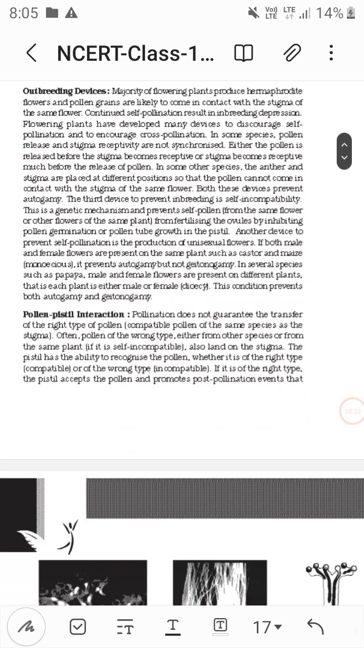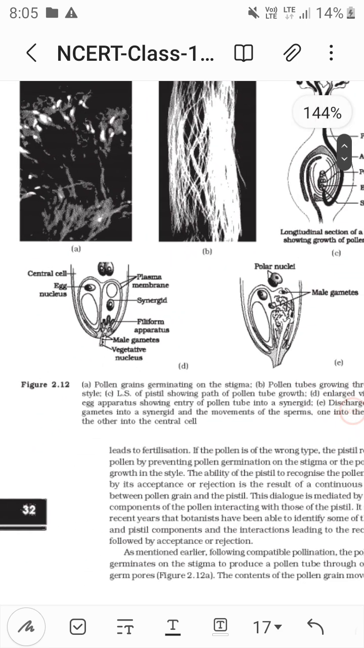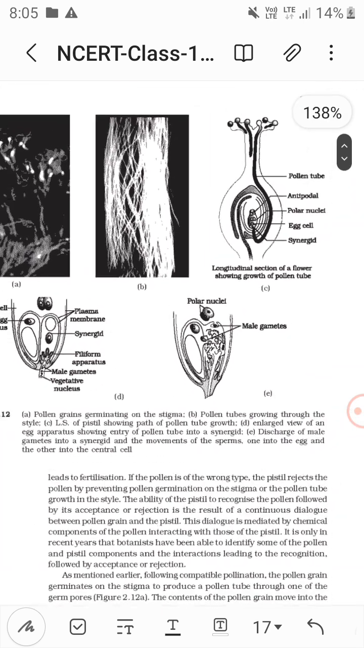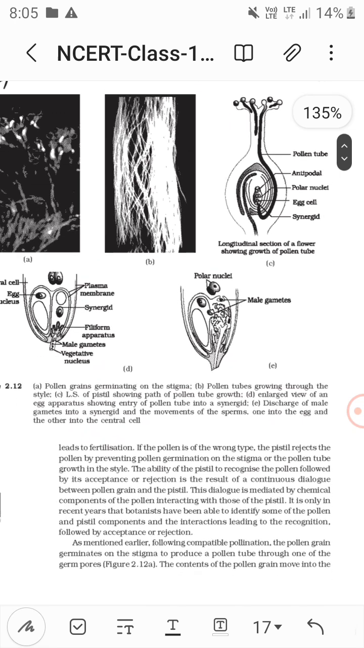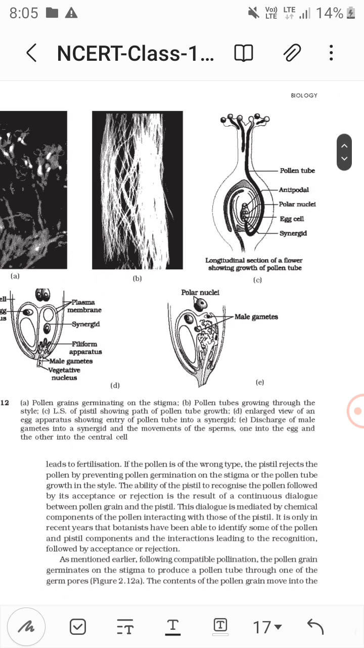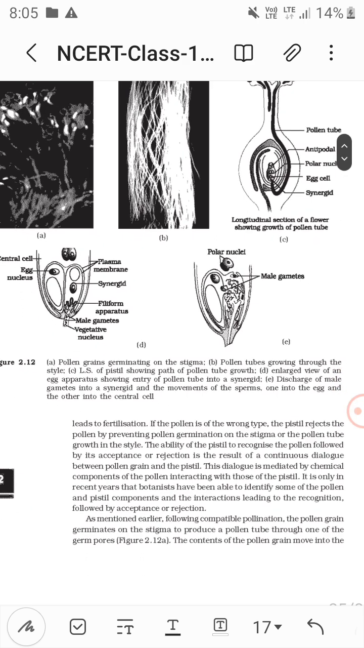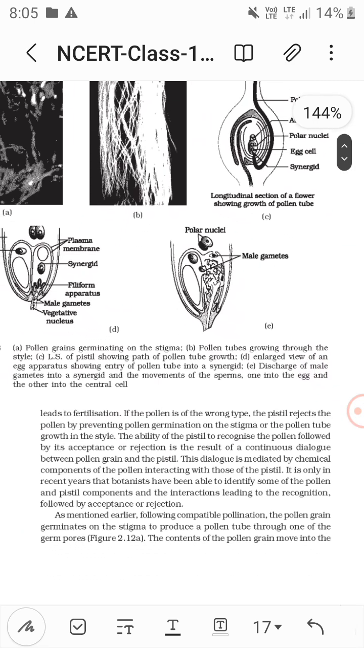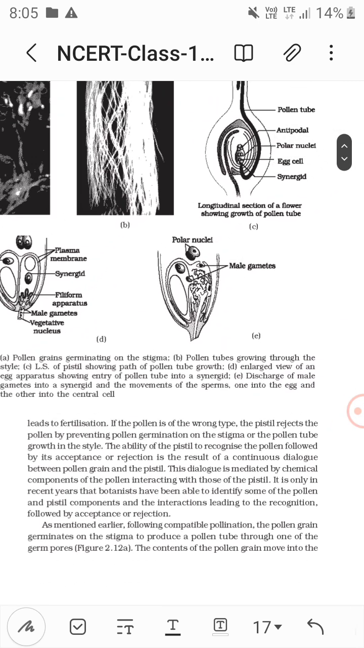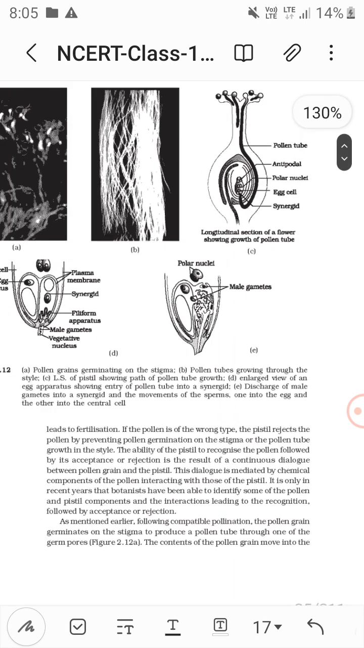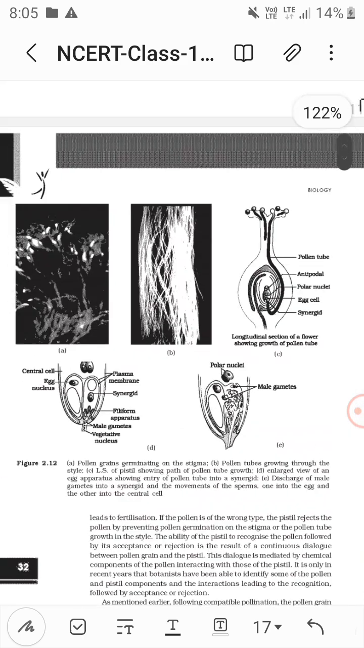So outbreeding devices you see, then pollen pistil pollination, pollen grain germinating on the stigma, then pollen tube growing through the style, then pistil showing path of pollen tube growth in the third diagram, an enlarged view of an egg apparatus showing entry of pollen tube into synergid. This is the D diagram. And in the E diagram, discharge of male gametes into a synergid and the movements of the sperm, one into the egg and the other into the central cell.